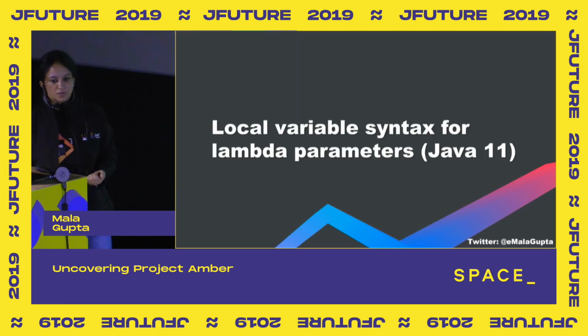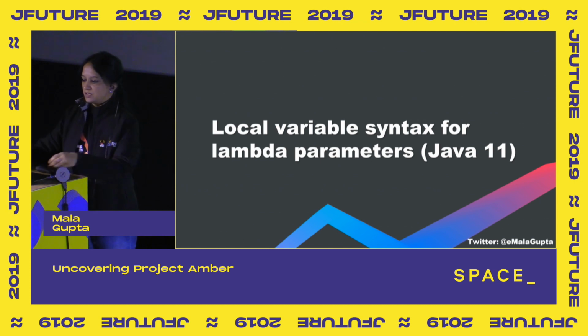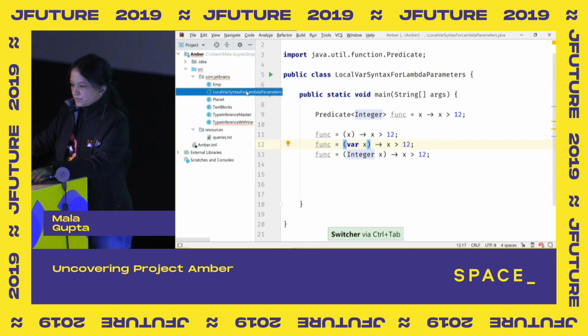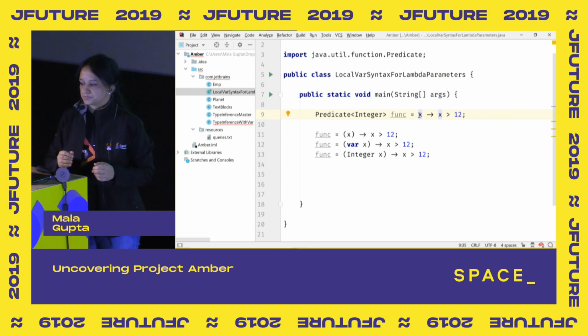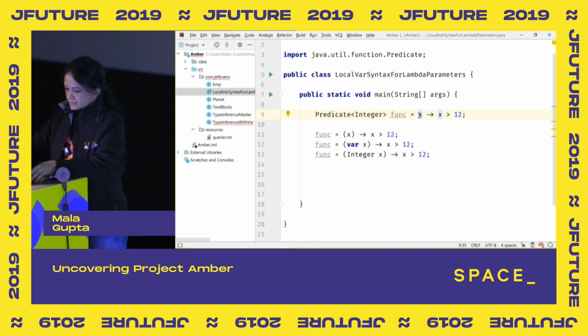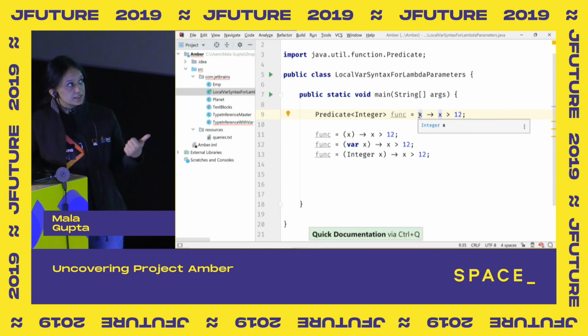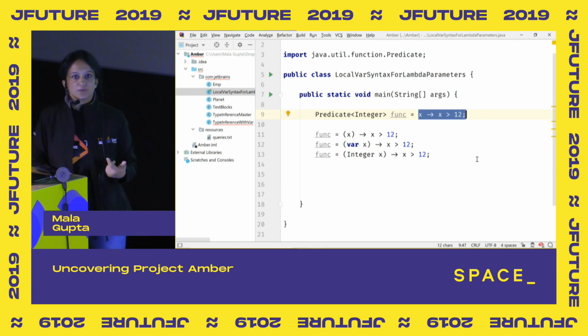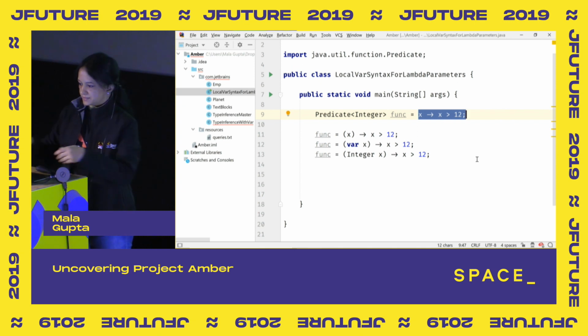Now the second feature is local variable syntax for Lambda parameters, which came in with Java 11. We already had type inference for the Lambda parameters that we already used. So if I say this, I can see that this is an integer, which is already inferred by the compiler. So why do we need the var here? Because for this code, I cannot use the annotations. And the other point is to align it with the usage of var with the local variables.